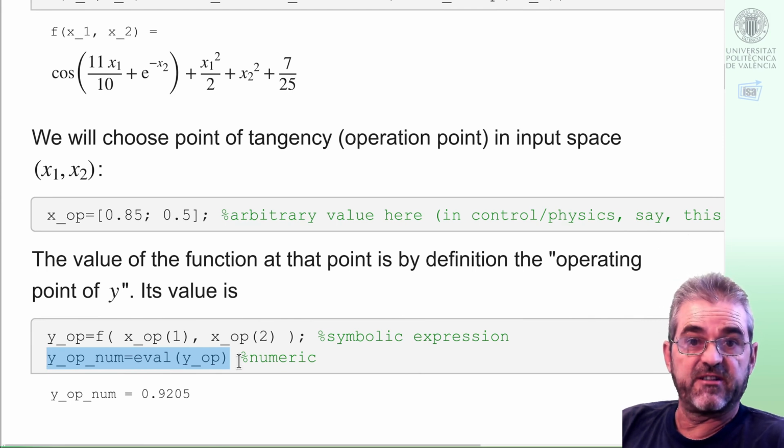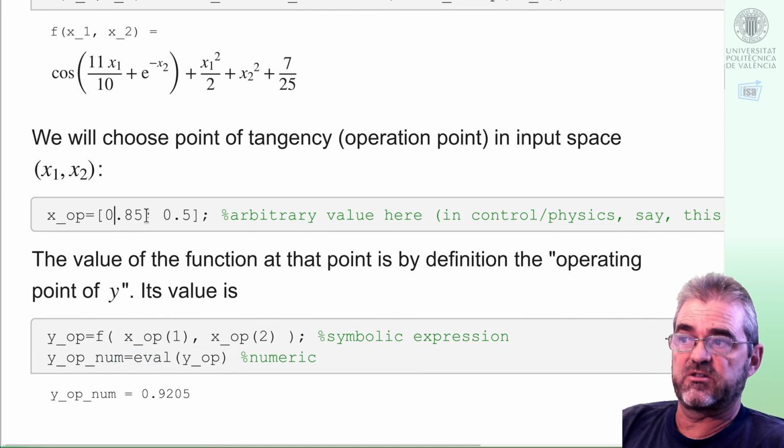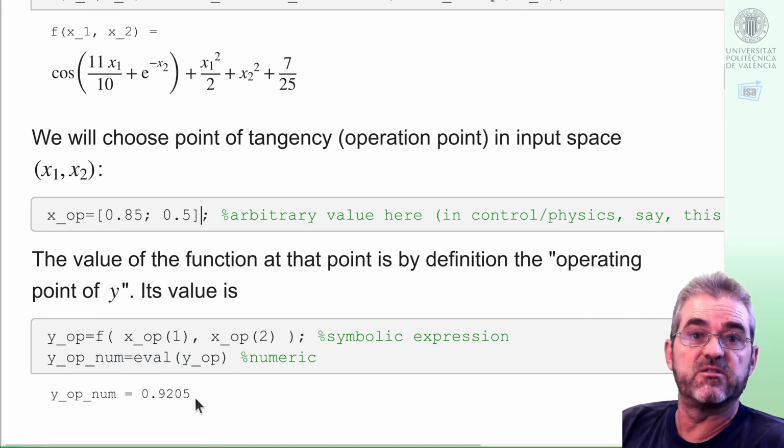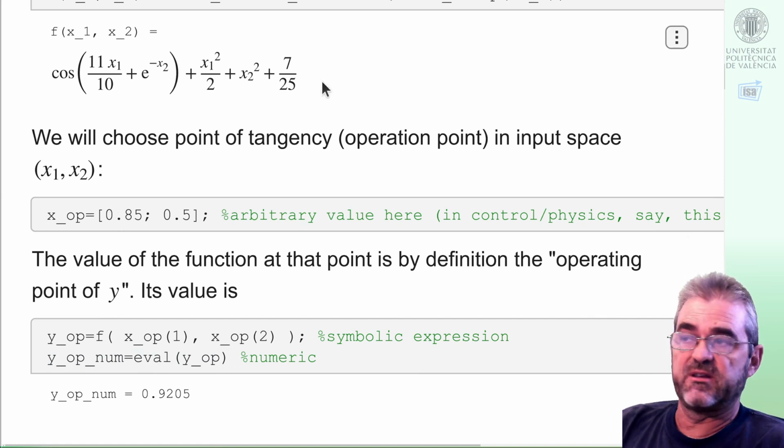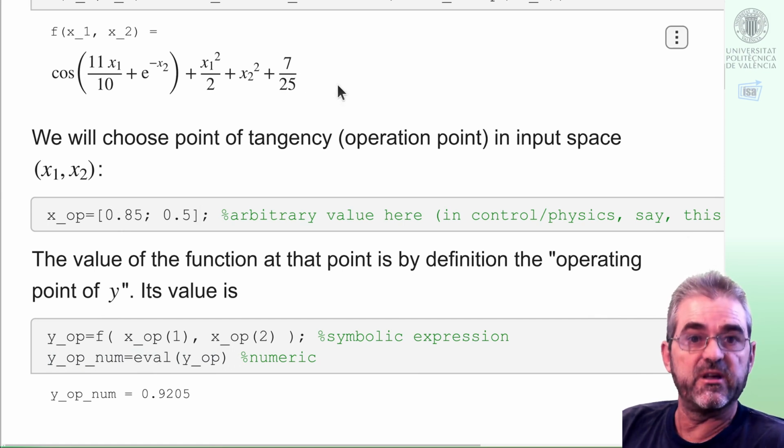So the function takes the value 0.92 in this operating point. So this 0.92 is what I would have obtained by evaluating this with a hand calculator. So good, we have then the x and y coordinates of the operating point.